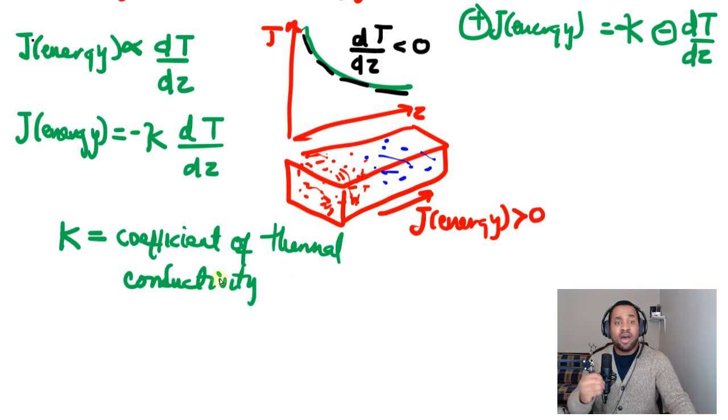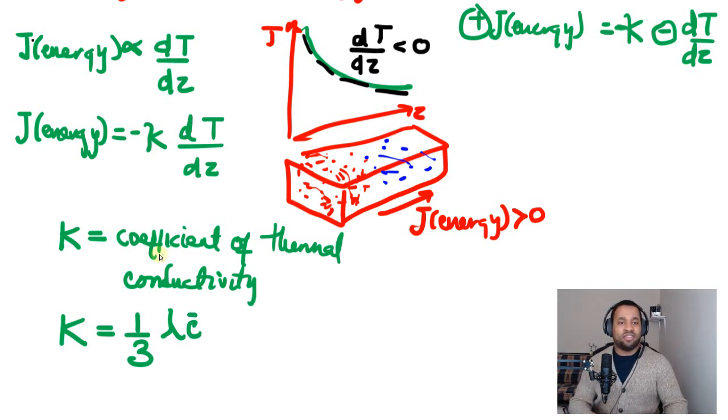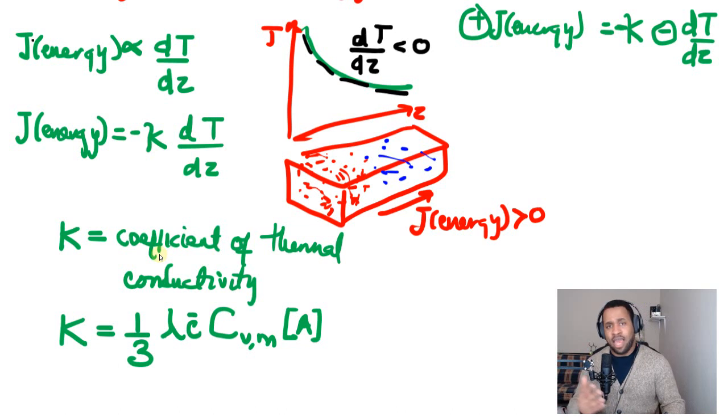So this coefficient of thermal conductivity, represented as k, will be equal to this particular relationship where 1/3 of our mean free path is multiplied by our mean speed, and this is also multiplied by our molar heat capacity of our gas at constant volume, and this is multiplied by the molar concentration of our gas, which is represented as [A] in the brackets.